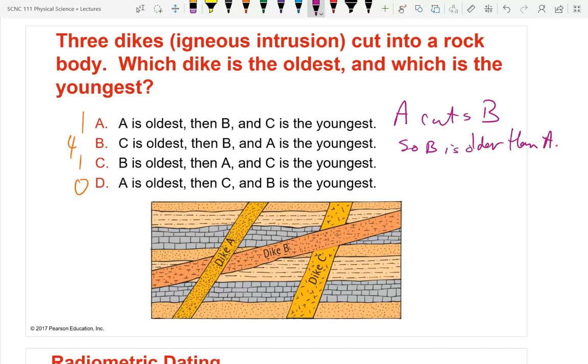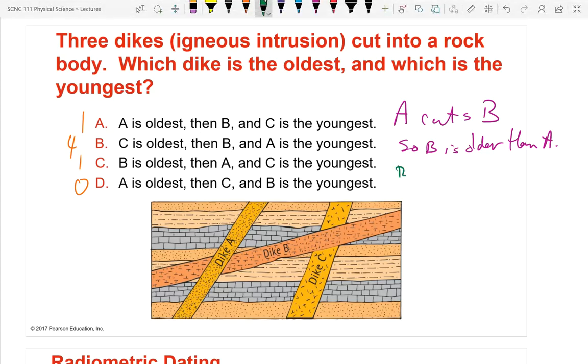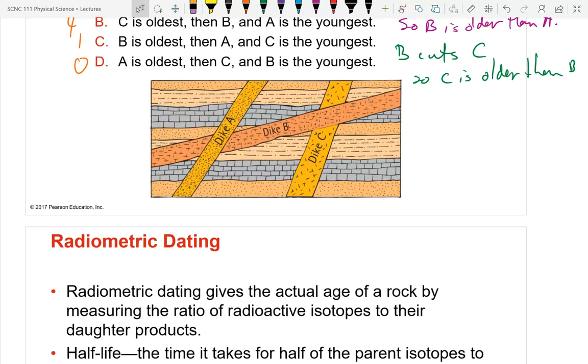So B is older than A because the younger one cuts the older one. And then we look and we see that B cuts C. So C is older than B. So now we just put these in order. C is older than B is older than A.